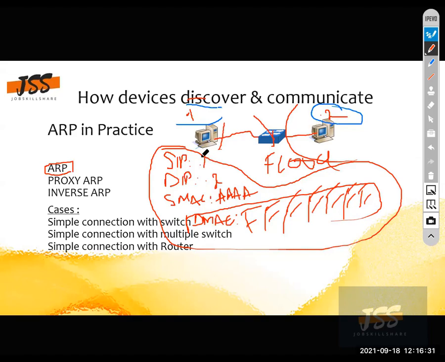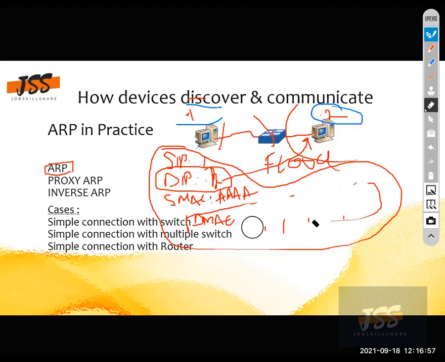After flooding, this computer will get hit with this information. It will check the source IP and the destination IP, and it will know that this computer is looking for me, because this is the same destination IP. Source MAC is already given, so it is looking for the destination MAC. So what will this computer do? It will replace the destination MAC with its own MAC address, let's say B.